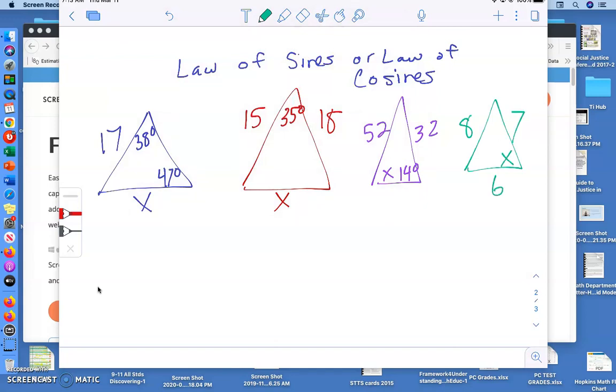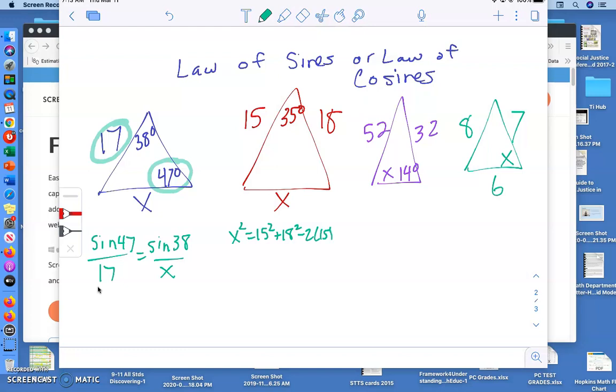We're going to decide which one we're going to use. So again, to use law of sines, we have to have a pair. If I notice here, I have a pair. So this one I could set up using the law of sines. So I could say the sine of 47 over 17 equals sine of 38 over x, and we could solve. This next one here, I don't have a pair, so I'd have to use law of cosines. So x squared equals 15 squared plus 18 squared minus 2 times 15 times 18 times the cosine of 35.